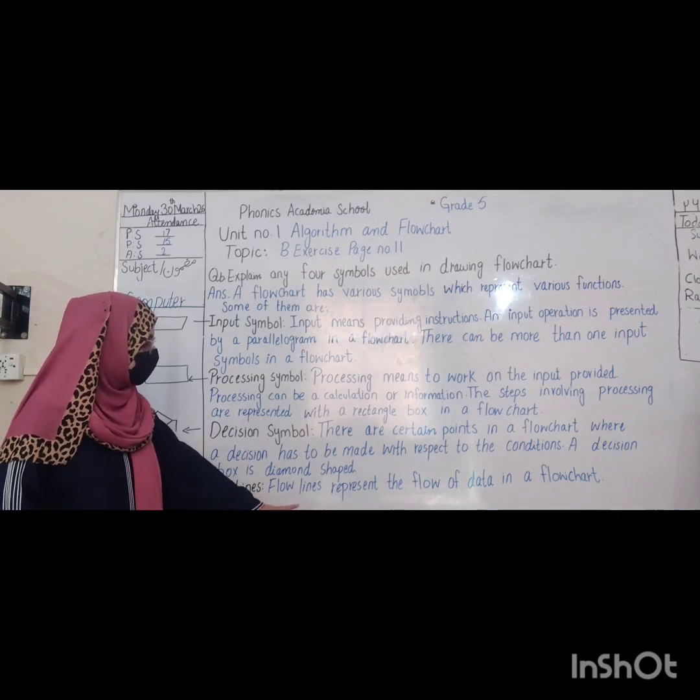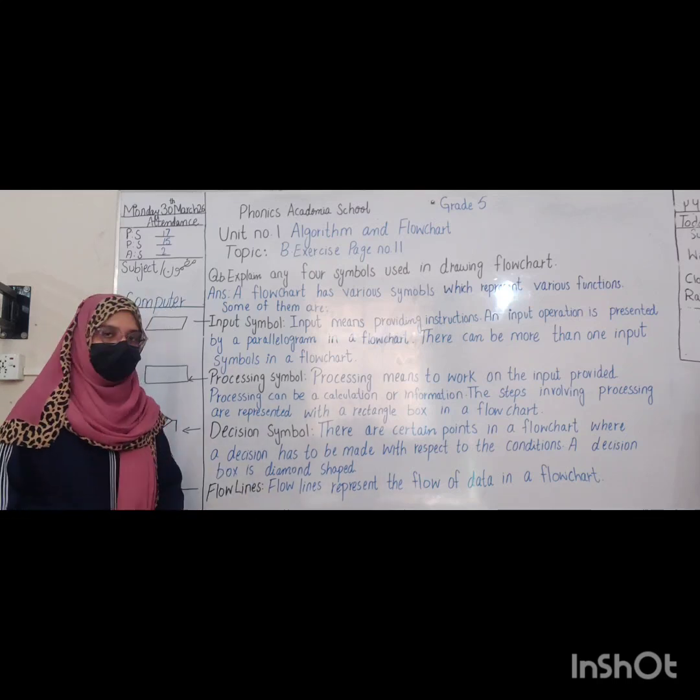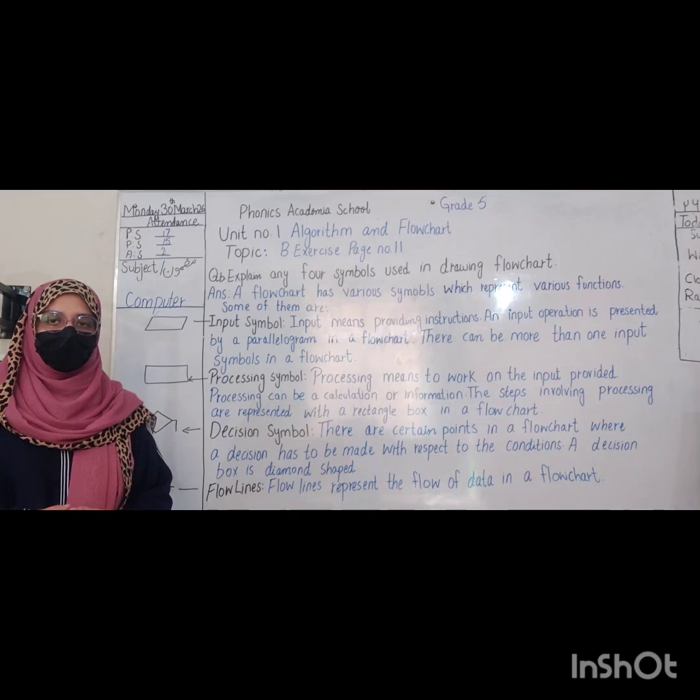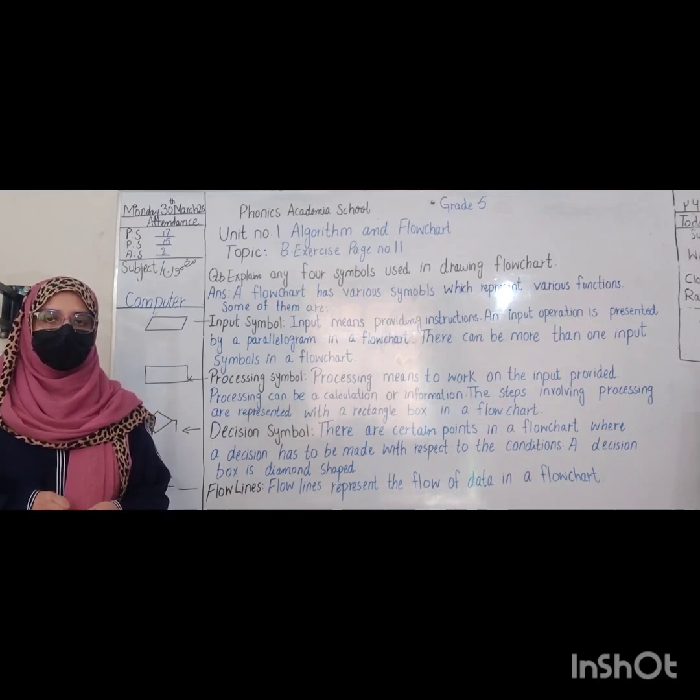Flow lines represent the flow of data in a flowchart. और flow lines जो हैं वो हमें डाटा का फ्लो बता रही होती हैं कि डाटा राइट जा रहा है, लेफ्ट जा रहा है, डाउनवर्ड जा रहा है या फिर अपवर्ड जा रहा है.